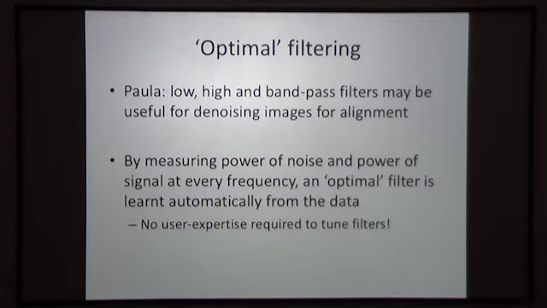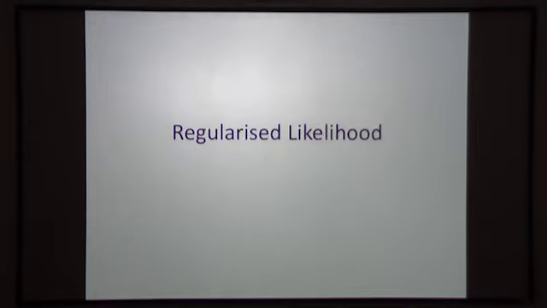Now, by estimating how much noise there is in the images at every spatial frequency, you can calculate the signal-to-noise ratio at every spatial frequency, and you can then devise optimal ways of alignment. So you no longer have to go in and say, oh, this will be a low-pass filter and this will be the high-pass filter, and tune parameters to do so. You can get an optimal filter from the data automatically. And that then leads me to the last part, which is an extension to the maximum likelihood.